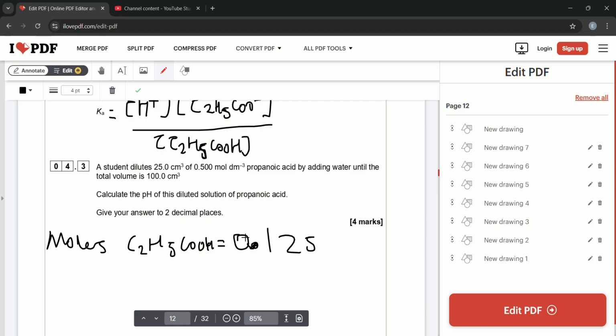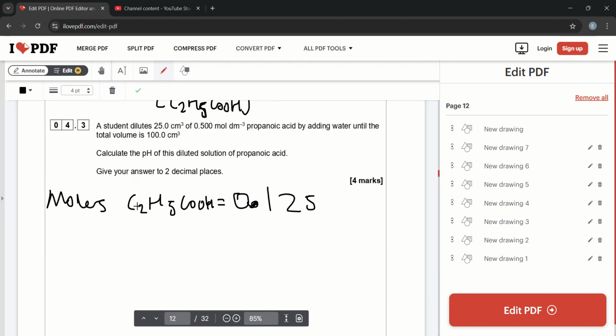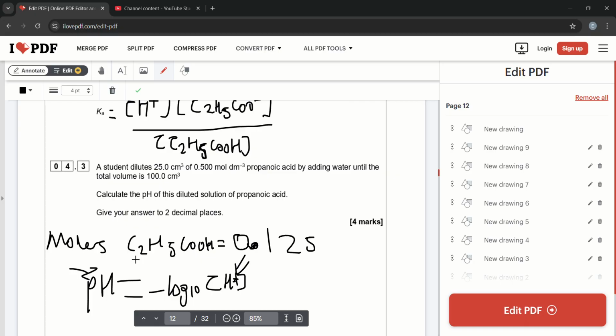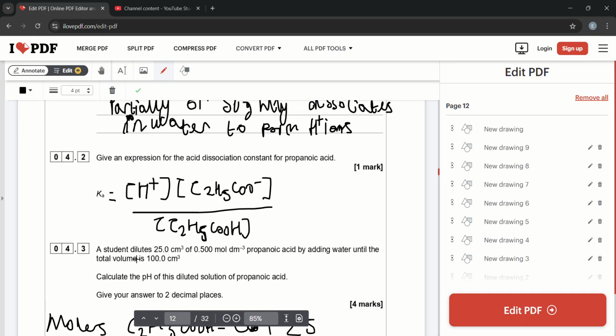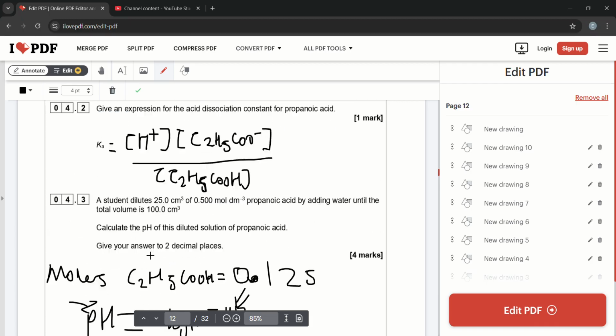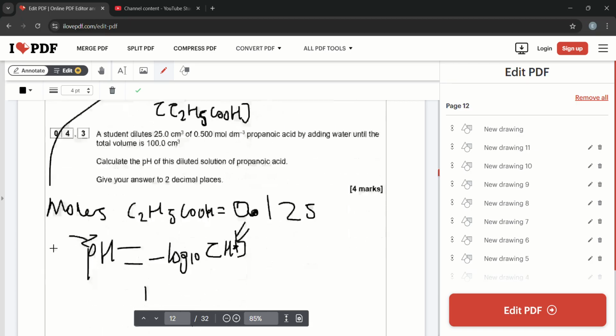Then it says calculate pH. So we know pH equals minus log 10 of H plus. Therefore we need to find H plus in order to find the pH. How do we find H plus? Well, we know this is Ka, so let's rearrange this equation.